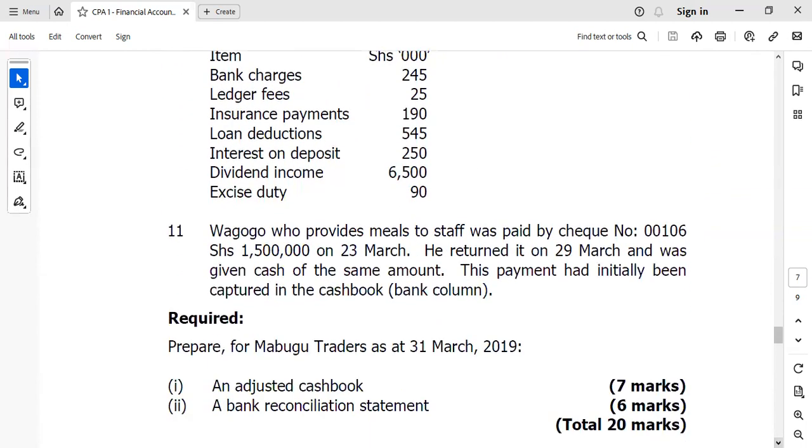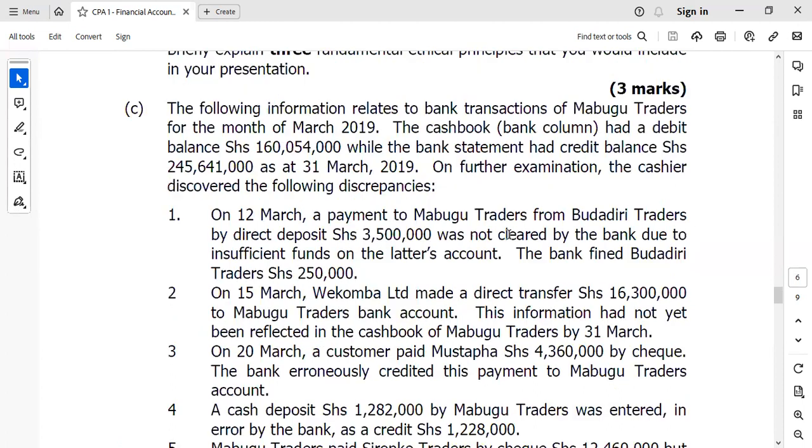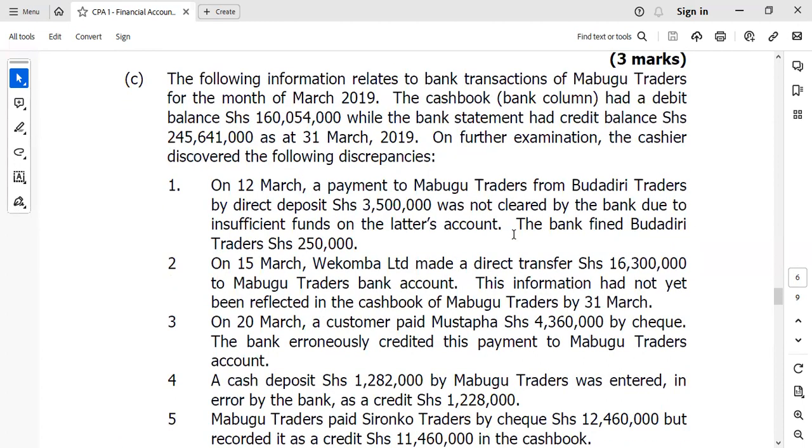In this case, we are required to prepare for Mabugu Traders as at 31st March 2019, an adjusted cash book, as well as a bank reconciliation statement. So those are the requirements of the question: 7 marks plus the 6 marks, making it 13 marks in total. All right, let's look at the information we have. We have seen the requirements, adjusted cash book, and then the bank reconciliation statement.